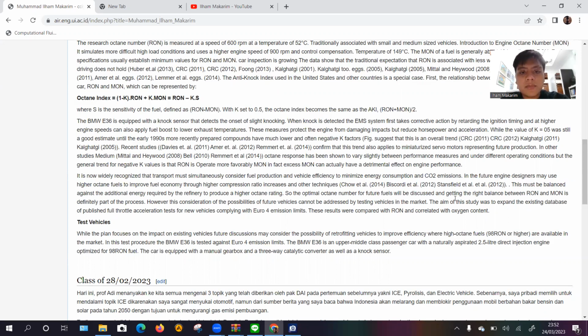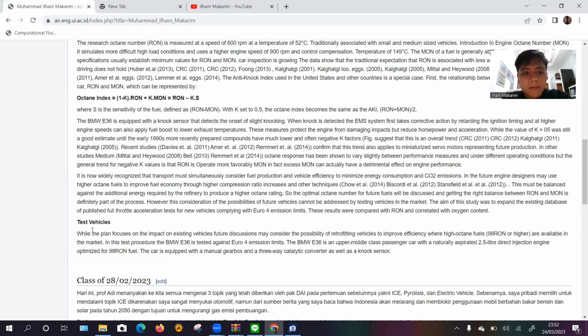However, this consideration of possibilities of future vehicles cannot be addressed by testing vehicles in the market. The aim of this lecture was to expand the existing database of published full throttle acceleration tests for new vehicles complying with Euro 4 emission limits, and these results will be compared with RON and correlated with oxygen content. So I'm not testing my BMW yet, but I'm writing the introduction for the test vehicles.